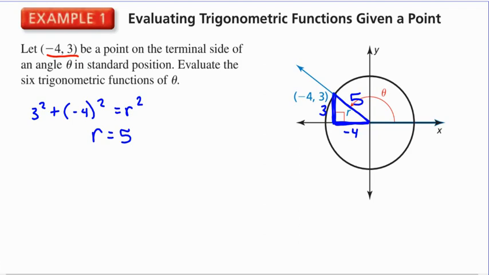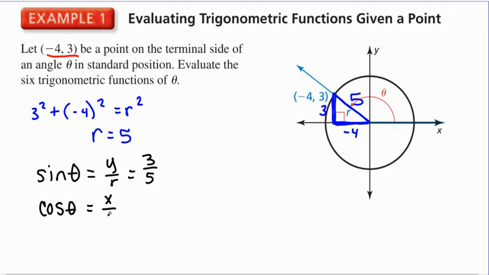Now we have all 3 of our values, so we can find the 6 trig ratios, the 6 trig functions. Sine, as opposite over hypotenuse, or as y over r, is just going to be 3 over 5. Cosine of theta, being x over r, is going to be negative 4 over 5.